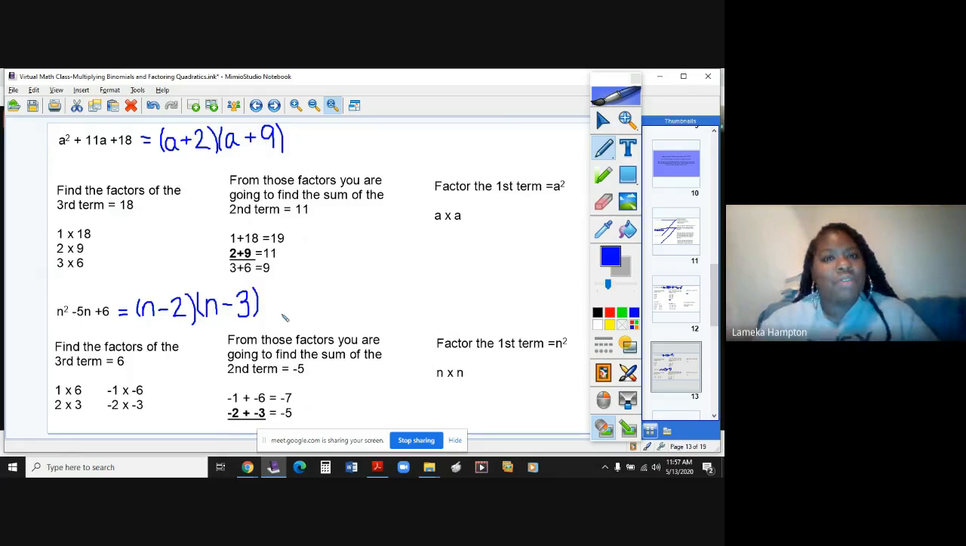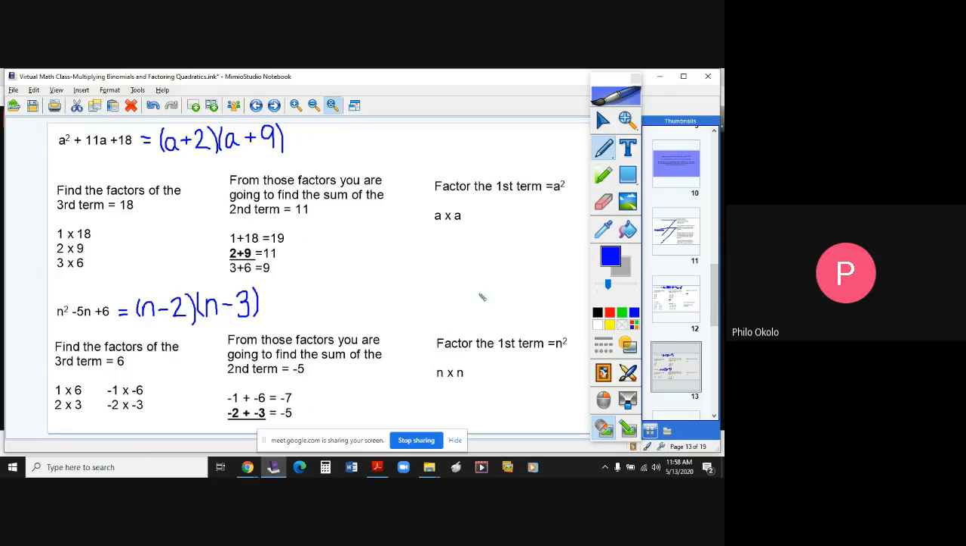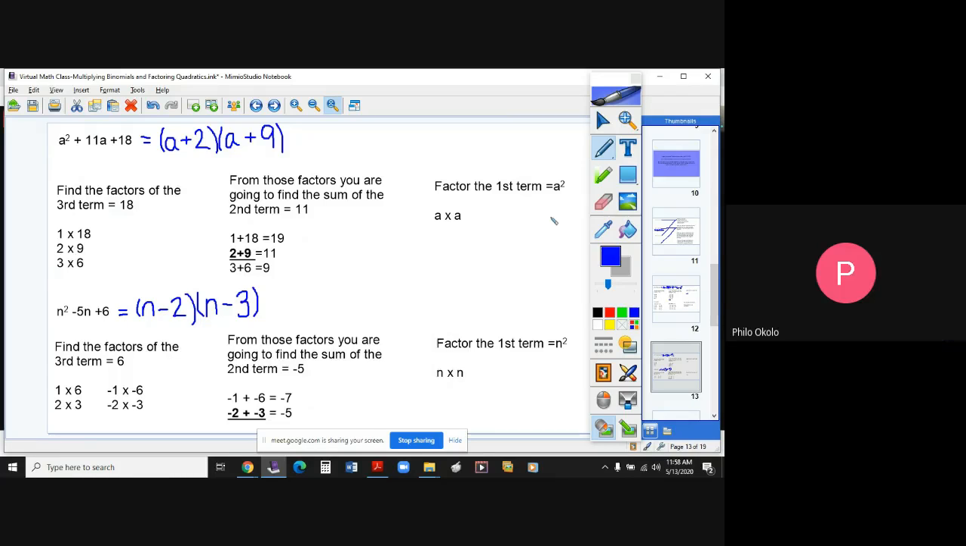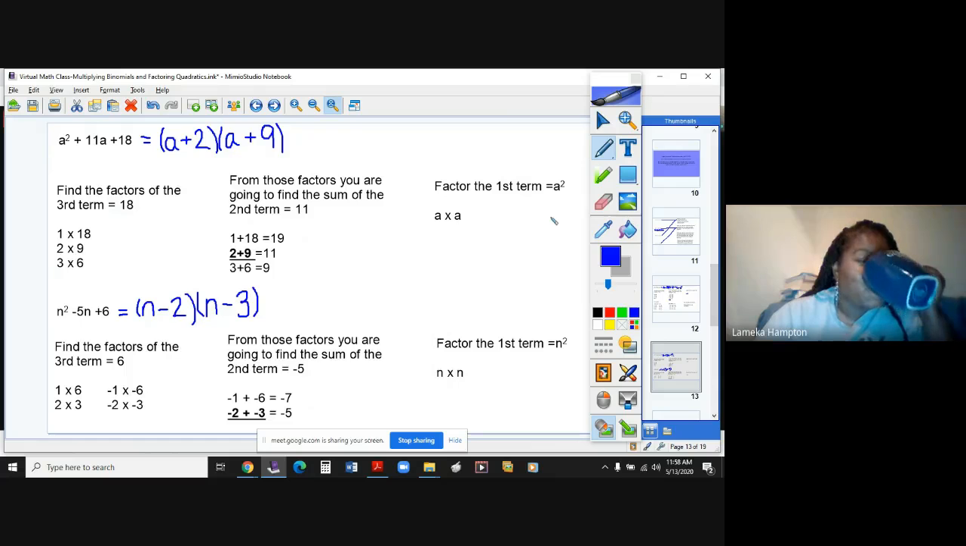So good job, Mr. McFadden, on recognizing that you can factor this particular problem. So kudos to you. So it's factorable. Thank you, Miss Pat. Yes, ma'am. Oh, you're very welcome, Mr. McFadden. Did you have a question, Miss Philomena? No, please. Oh, okay.